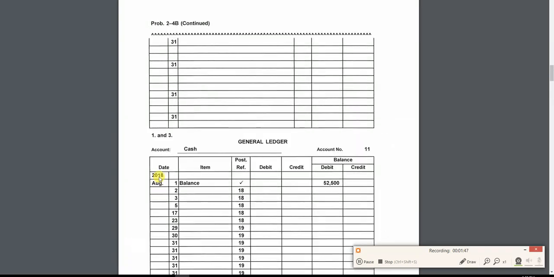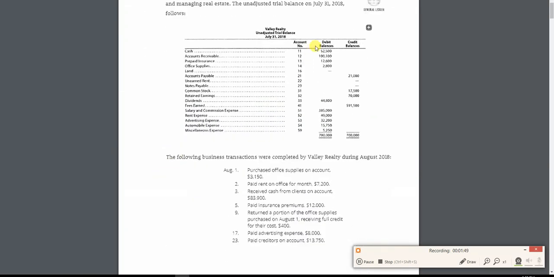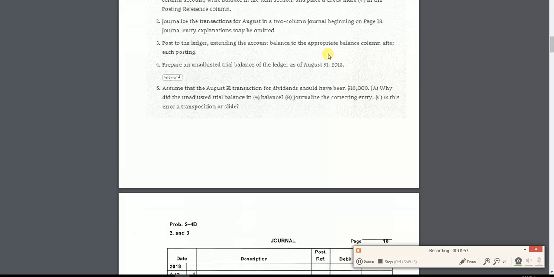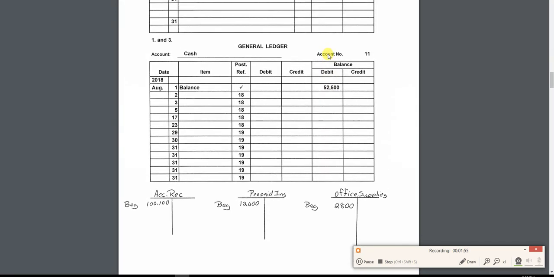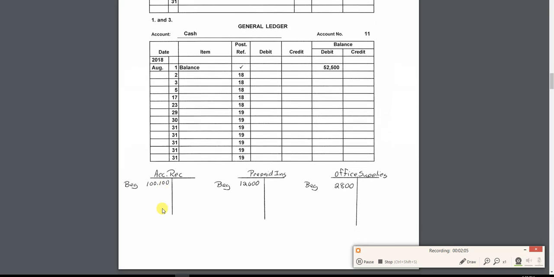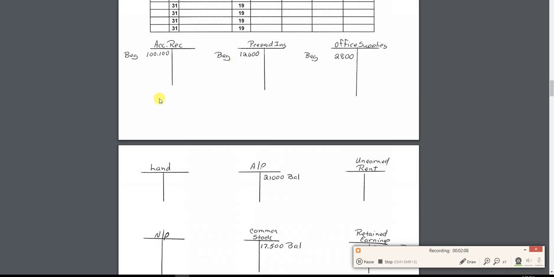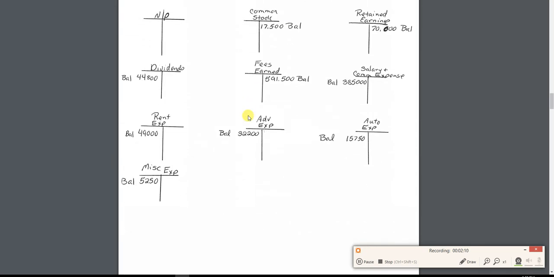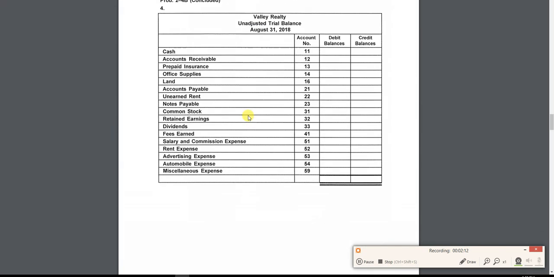So notice that up here, accounts receivable has $100,100. Cash has $52,500, and then I'm doing simplified versions of it for accounts receivable. I'll do a few of these postings, but I'll just show you the balances at the end. After I do a couple of them, you'll get the hang of that. This posting to these is a little bit of busy work. The analysis is in the journal entry.